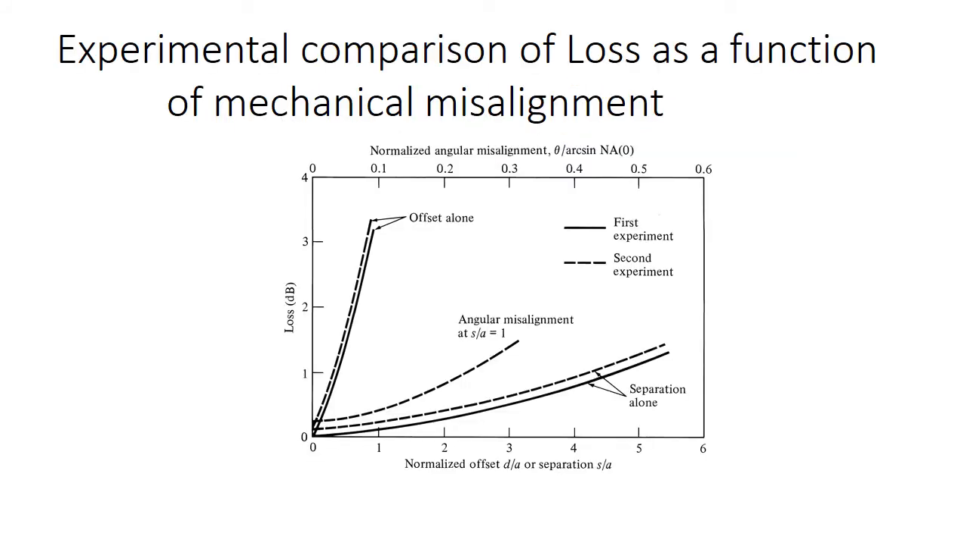The next one is the experimental comparison of loss as a function of mechanical misalignment. Here the misalignment occurs due to changes in the alignment, and the transmitting fiber has a higher numerical aperture than the receiving fiber. So we have to draw the comparisons between the losses of the signal and the normalized offset of the separation of the misalignment function.